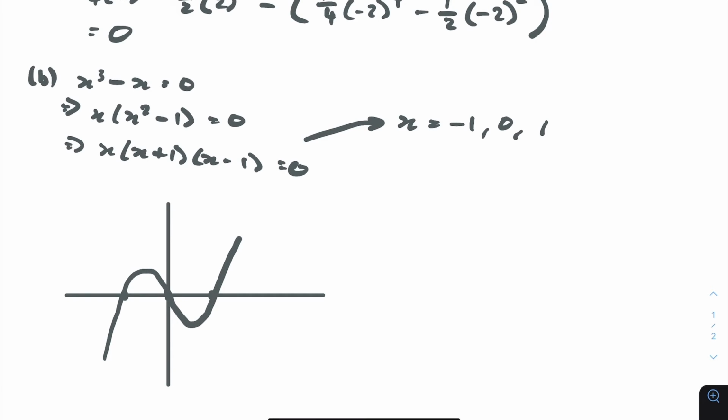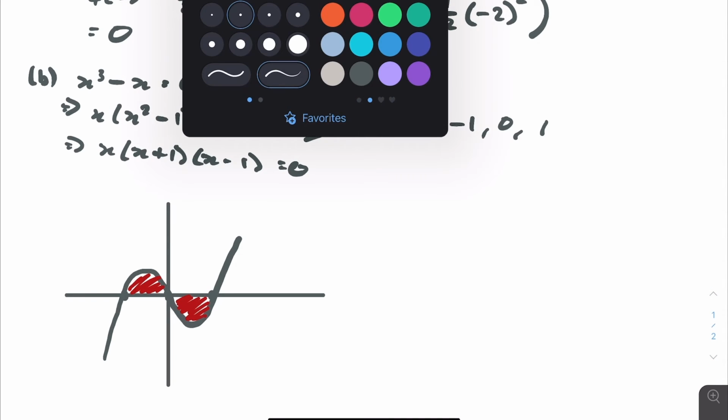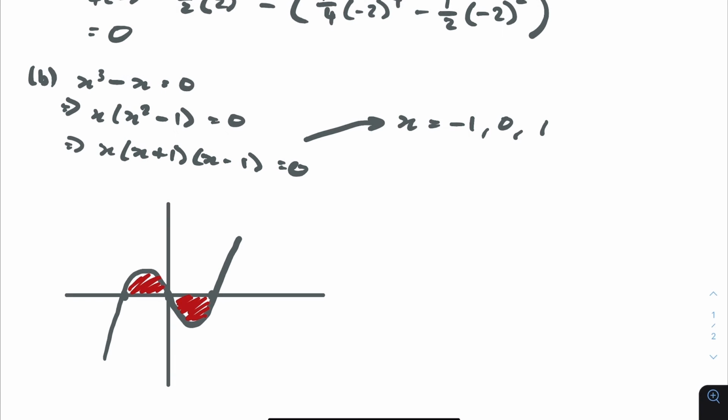And you can even check this by taking a number in between 0 and 1, like half. Half cubed gives you 1 over 8 minus half, that gives you -3 over 8. So it's going to be a negative part in between 0 and 1. So the areas we are working with are these two parts, which are the same area because they both yielded the same value except in absolute value.